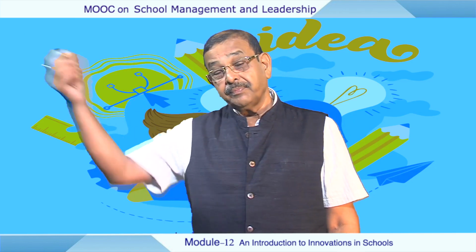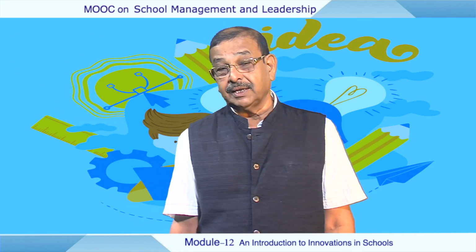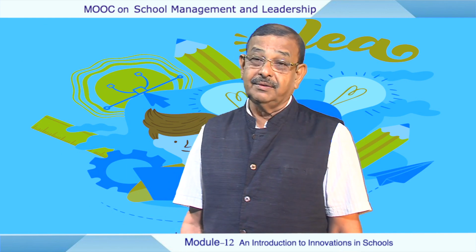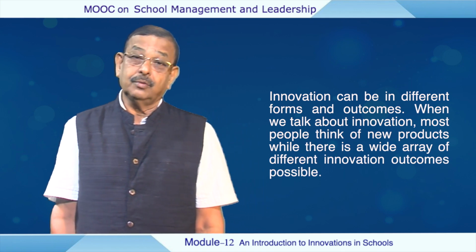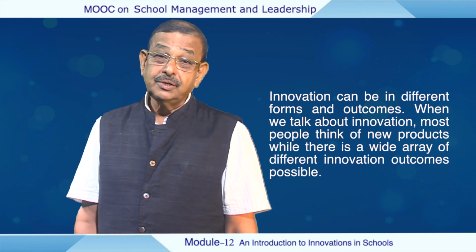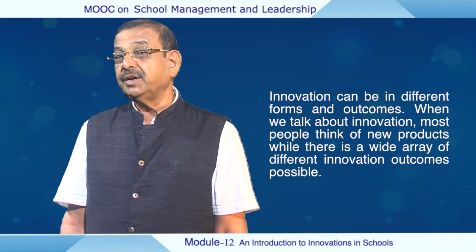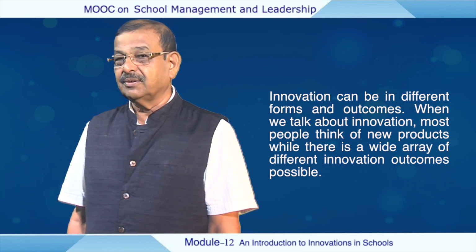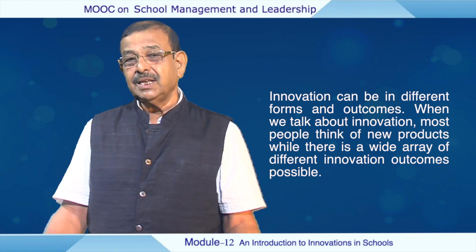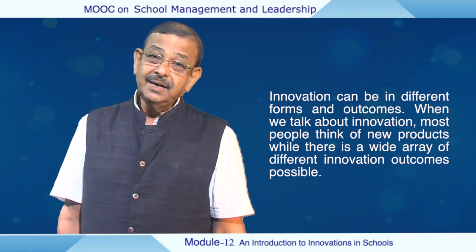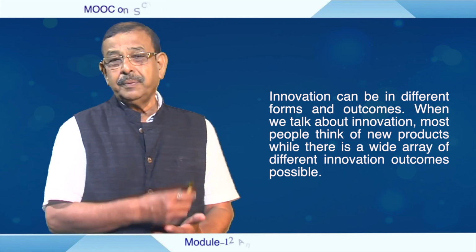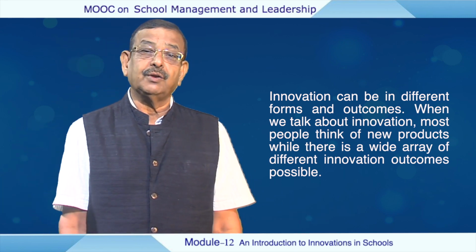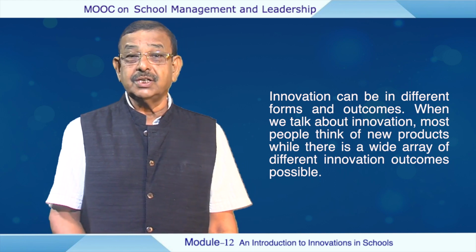That will require a macro system. Now NEP 2020 is a macro level initiative that advocates a number of innovations. So innovation can have different forms and outcomes. When we talk about innovation, most people think of new products, drastically new products. That is wrong. It can be very small things also, provided it helps in doing things better. So a wide array of different innovation outcomes is possible in our school systems.